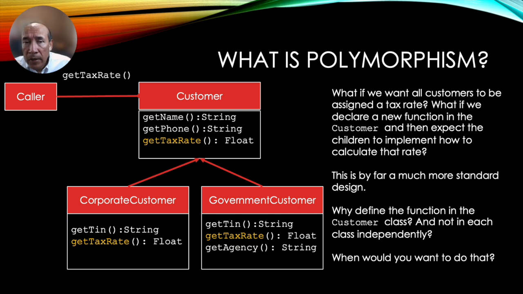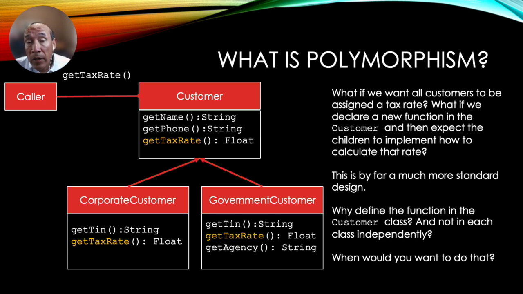Your next question might be, well, wait a minute, why isn't get TIN in customer? Why do I see it repeated in the corporate customer and government customer? Well, customers don't always have tax information numbers. Remember that? We said that last time. So even though both government and corporate customers have TINs, I'm not going to put it in the customer class because not all customers have TINs. So these are the choices I need to make. Everybody has a tax rate, because that's fundamental to being a customer. But not everyone has a TIN. That only belongs to corporate and government customers.